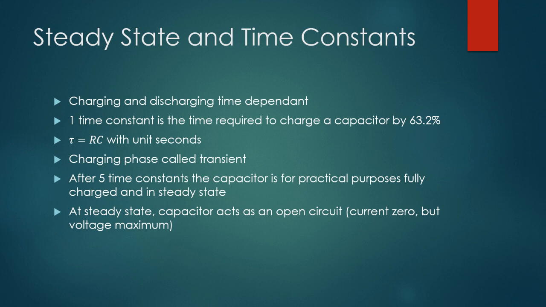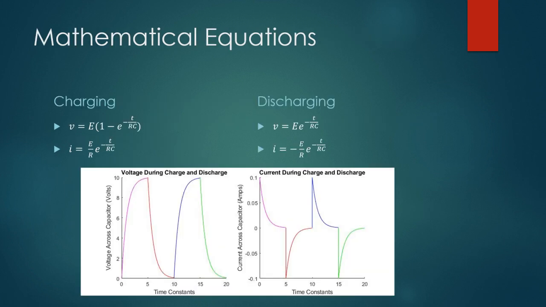And once we're at steady state, that means the capacitor acts as an open circuit, so no current can go through, but the voltage across it is at a maximum.